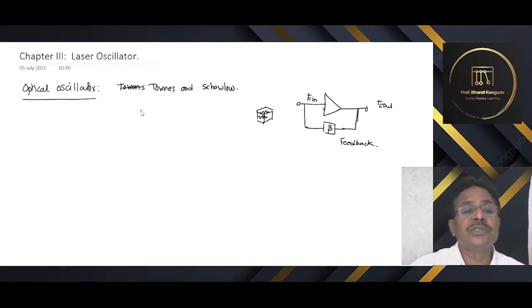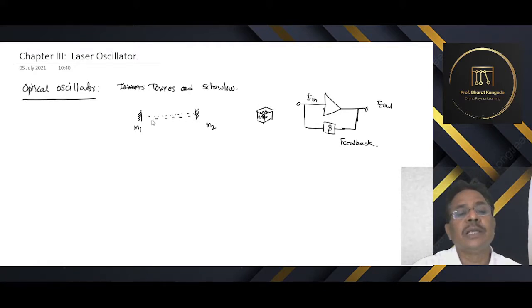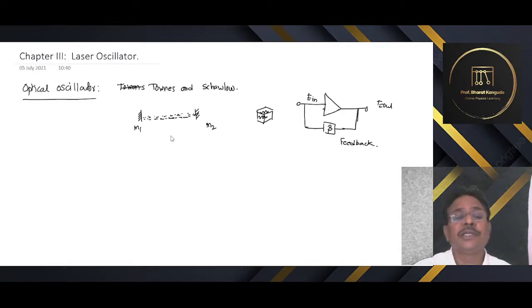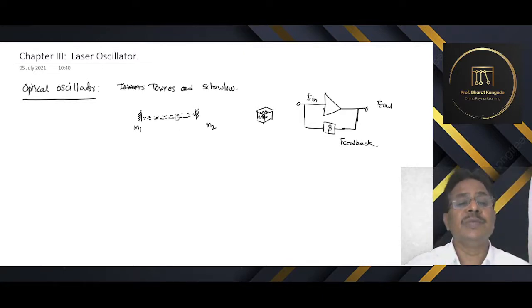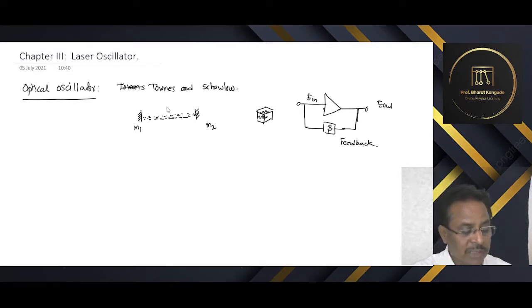Instead of that, use a pair of two mirrors, mirror M1 and mirror M2. When optical radiation is given here, it goes forth, gets reflected back, and again. So this type of cavity oscillator, this optical oscillator, is produced with the help of these mirrors, and this concept was given by Townes and Schawlow, as we have discussed.